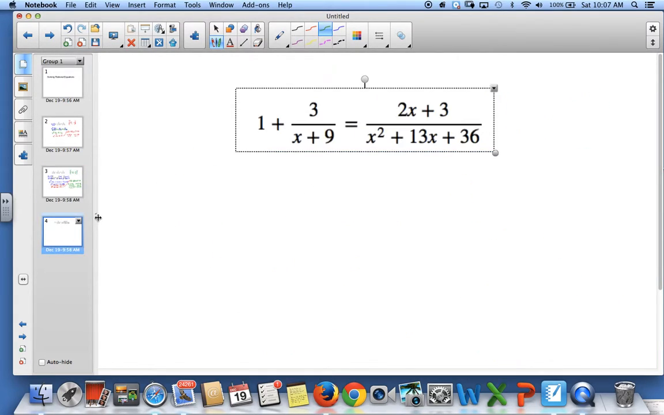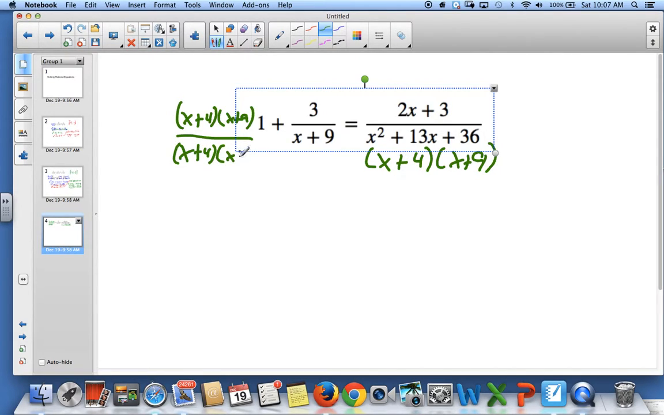Okay, the last one. Similar, we're going to factor the bottom here. So the bottom would factor to be x plus 4, x plus 9. So now I look at the first fraction. I say, what's missing here? Well, it doesn't have any denominator. So I'm going to basically have to do x plus 4, x plus 9 over x plus 4, x plus 9. And now that's that denominator.